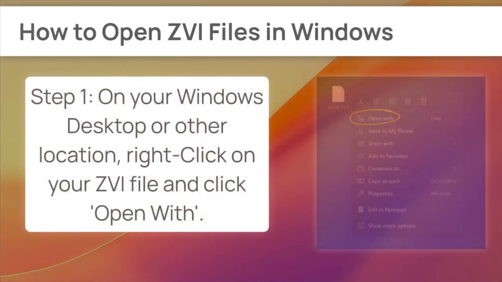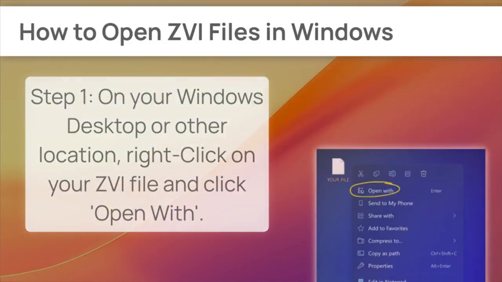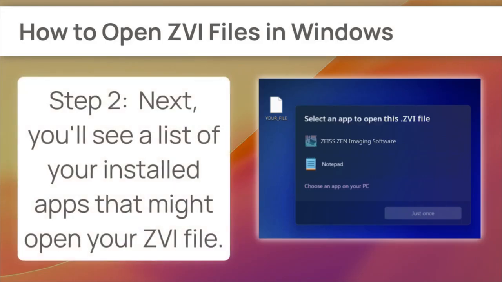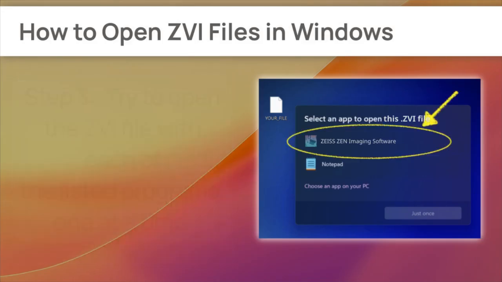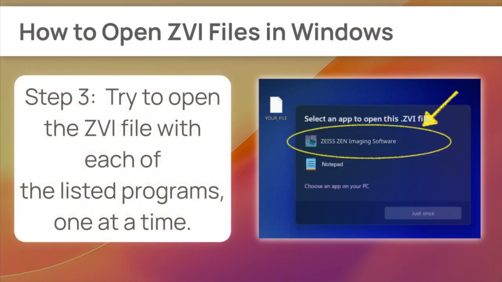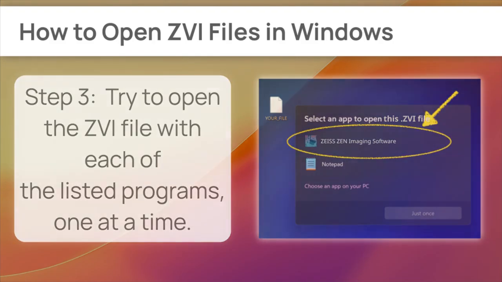Let's check the software compatibility matrix. Right-click your ZVI file, then click Open With. Test Zeiss ZEN imaging software if you see it. If it fails, select the next program. This systematic testing is key.